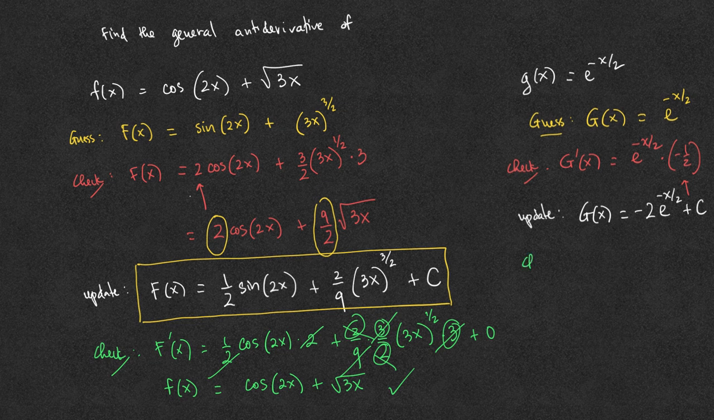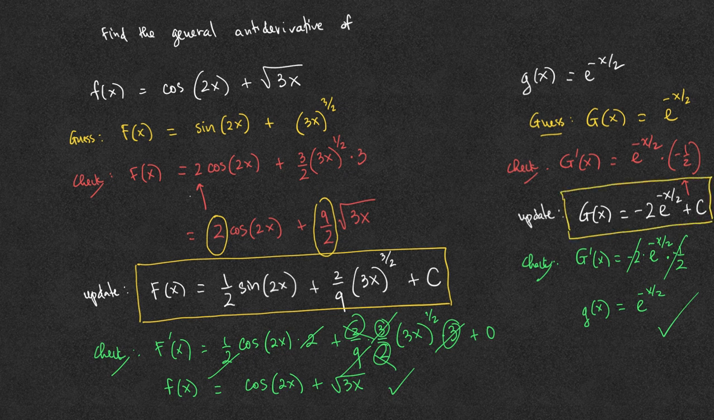We then check this. G prime of x is negative 2 times e to the negative x over 2 times negative 1 over 2, plus the derivative of c, which is 0. The negative 2 and the negative 1/2 multiply to 1, so we end up with e to the negative x over 2, which is the given function g of x, so this checks out. The antiderivative for g of x is negative 2 times e to the negative x over 2 plus c.